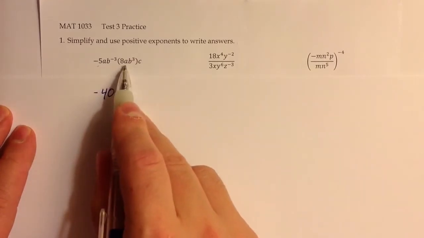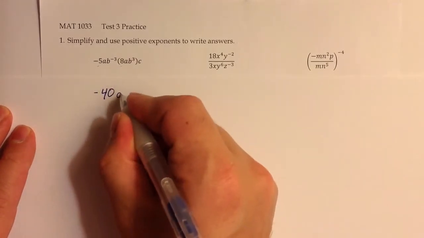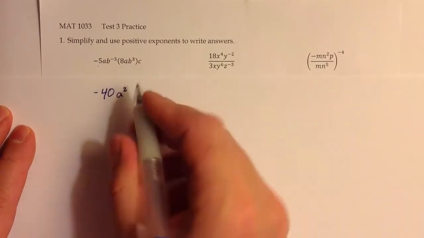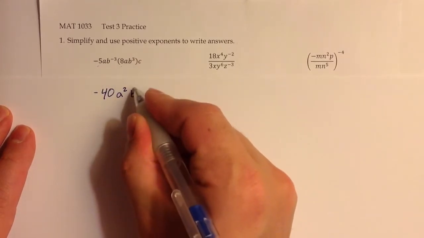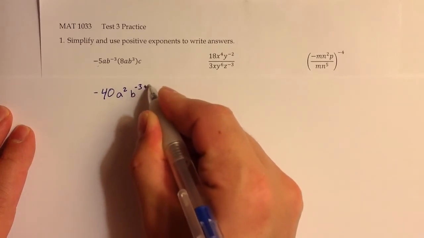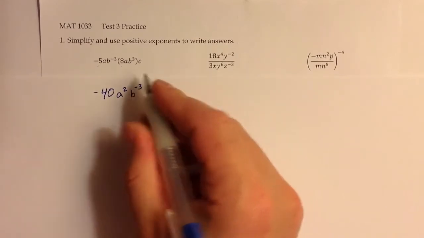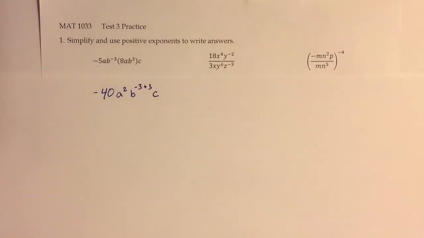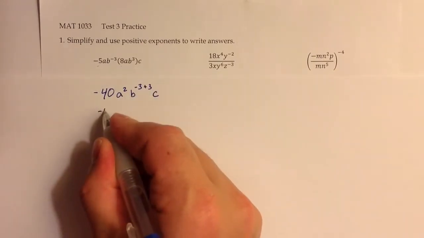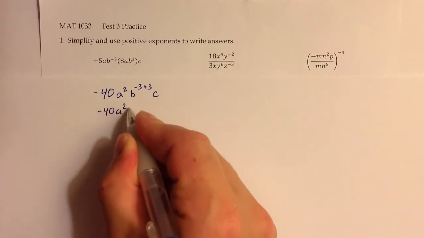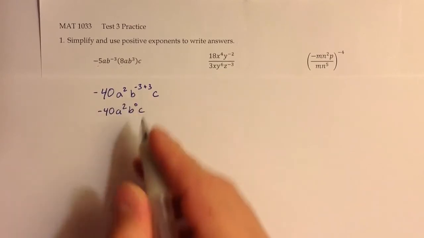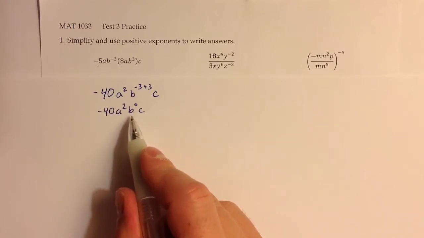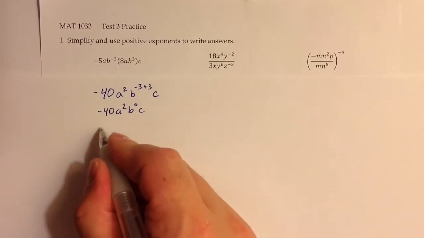A times A is going to become a squared. B to the negative 3 times b to the positive 3, I want to add those exponents. And C is just all by itself, so that's going to be multiplied with everything else as well. So now this is negative 40a squared b to the 0 power times c, but b to the 0 power is always just equal to 1. Anything raised to the 0 power equals 1.